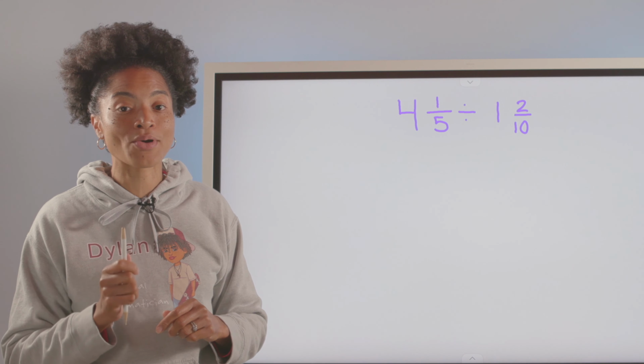Take that and add it to 2. 10 plus 2 gives us 12. So we are going to write 12 over 10. Notice both of these are called improper fractions because their numerators are larger than their denominators. All right, let's continue with the lyrics.